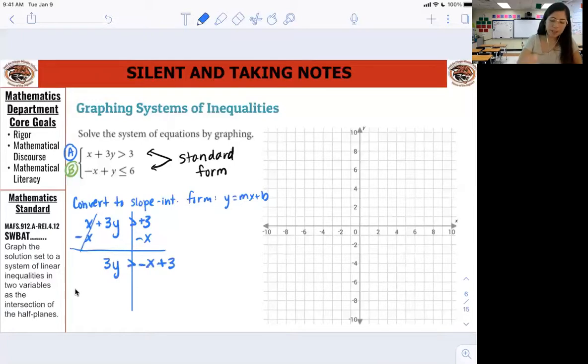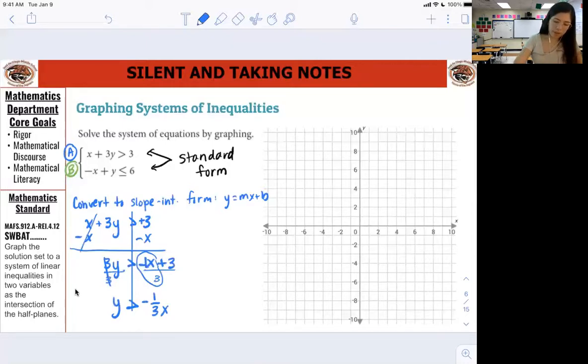Okay, how do I get my y completely alone now? There's one more step. Divide by 3. Divide by 3, exactly. Dividing by 3 over here, dividing by 3 over there. Remember that negative x is really negative 1x. So when I divide negative 1 divided by 3, I get a fraction. I'm going to leave it as a fraction. Negative 1/3 x.